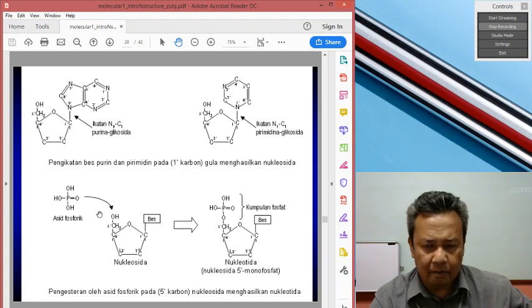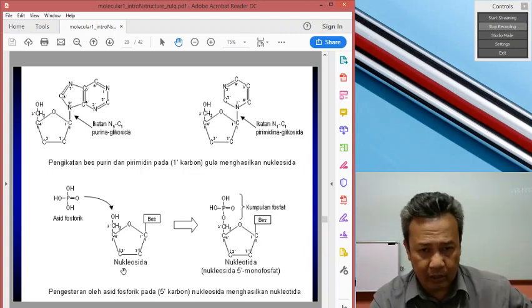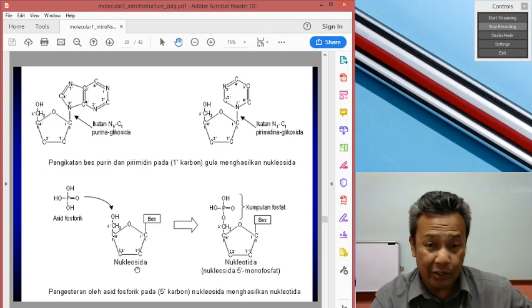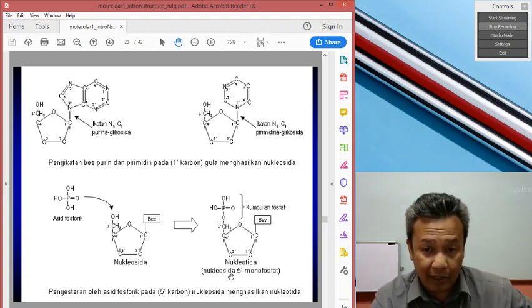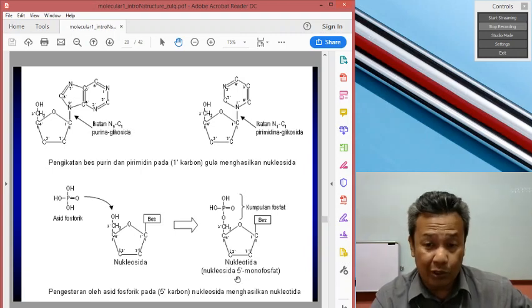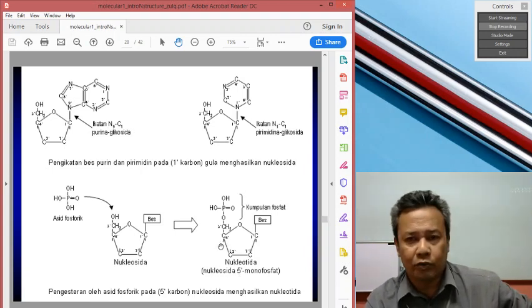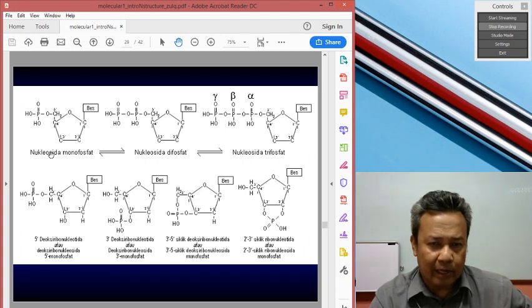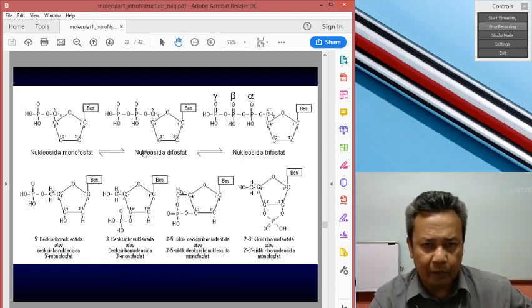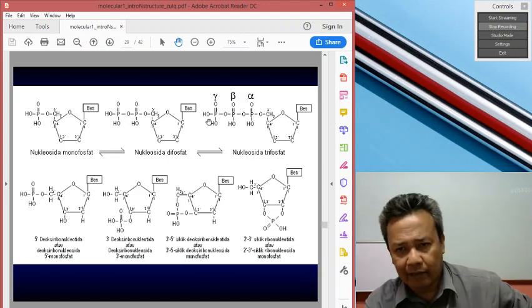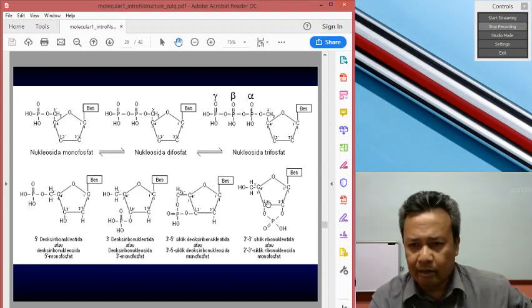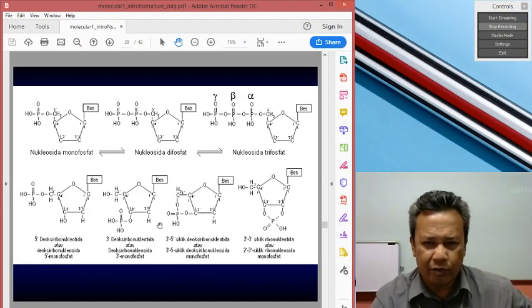Here you see the difference between a nucleoside, which is sugar and base, and a nucleotide, where you have one phosphate. A nucleotide is also a nucleoside 5' monophosphate. To a nucleoside monophosphate you add another phosphate, and it becomes a nucleoside diphosphate. You add another one, it becomes a nucleoside triphosphate. So these are the specific names for it.